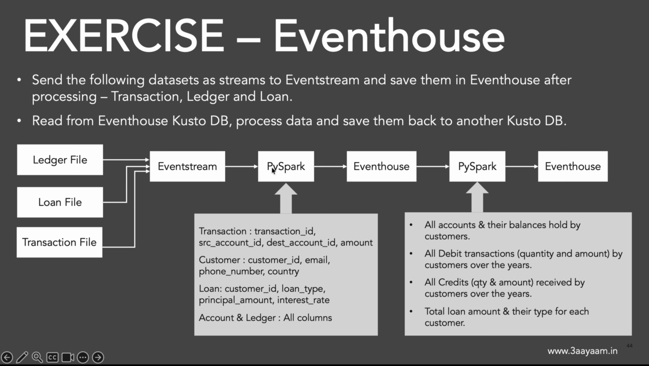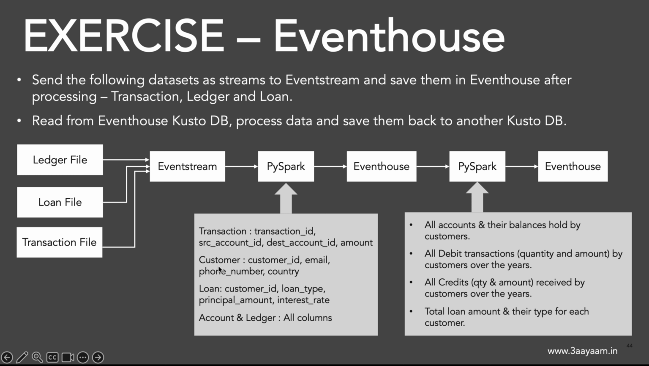Now after that, you'll have to connect to the event stream using PySpark. So you'll have to use Spark streaming, and then for these tables, the transaction table, the customer table, the loan table, and the account and ledger table, these are the columns that you will have to select. For transaction, you'll have to select the transaction ID, the source and destination account ID, and the amount columns. These are the only 4 columns that you'll have to select from the transaction event stream.